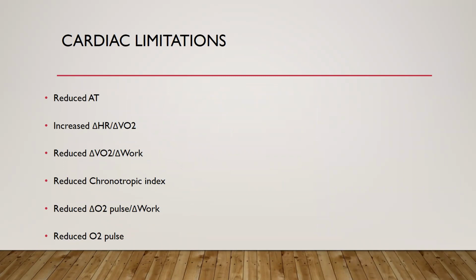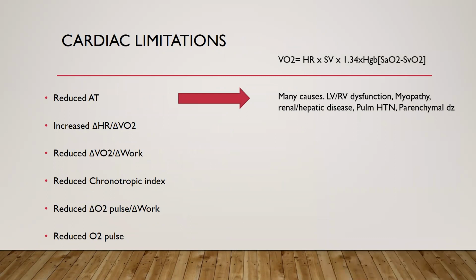All right, so a little bit more in depth of they reached a cardiac limitation and why. So let's say their only thing is a reduced AT. So we're going to look at the Fick equation here, and pretty much anything in the Fick equation can cause a reduced AT. So if you think about that, it's heart rate, stroke volume, hemoglobin, which you should know prior to the test, and oxygenation. Okay, so hopefully you should know oxygenation throughout the test as well. You have the O2 pulse, you can look at their heart rate. So you think about heart dysfunction, myopathies, pulmonary hypertension, parenchymal lung disease.